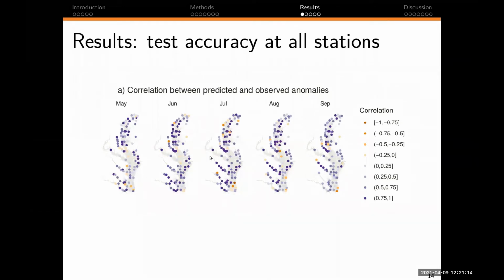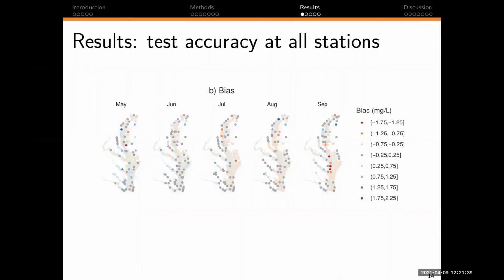There are a few exceptions, so there tends to be a little bit less skill here near the mouth of the bay. So it's possible we're not capturing some of the exchange with the shelf waters. And then there also tends to be maybe a little bit lower skill here along some of these stations in the central channel, where oxygen can be low and it can be hard to predict some of the deviations away from those low values.